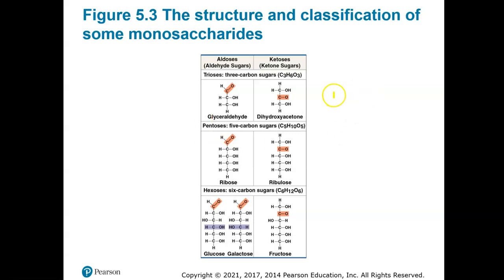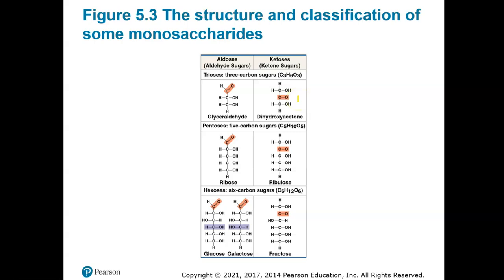And I will tell you, just so you'll understand the table here, some of these sugars are called aldoses and some are called ketoses, and that has to do with this part of the molecule that is a carbon double bonded to an oxygen. And so when that carbon double bonded to oxygen is on the end of the molecule, we call it an aldehyde. When it's in the middle of the molecule, we call it a ketose.